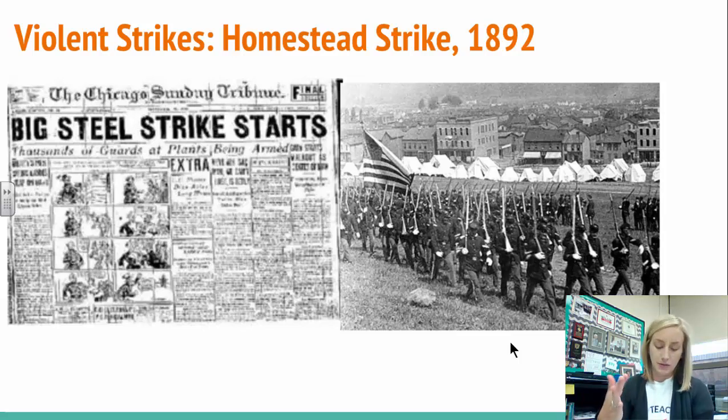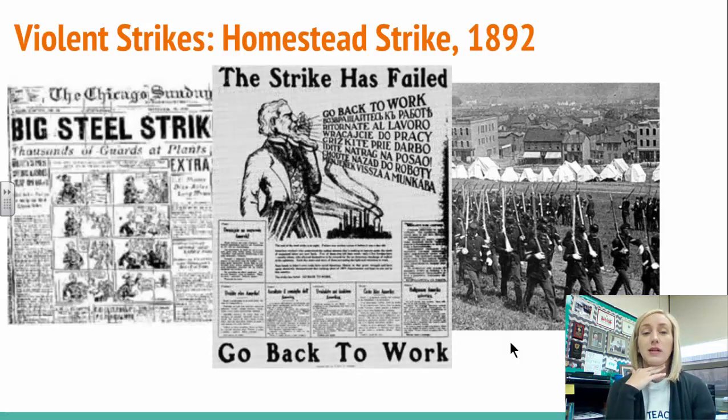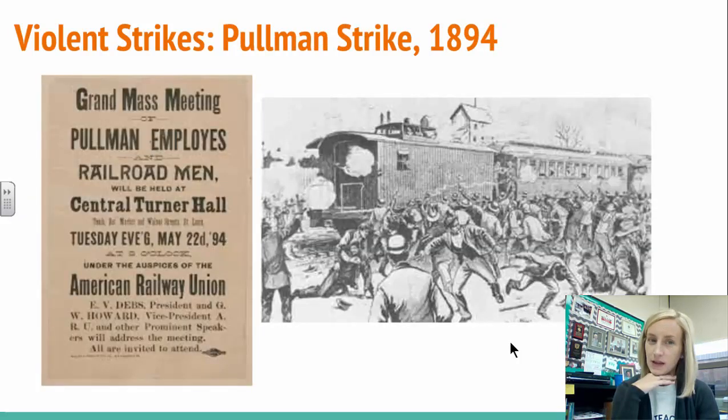So after some of the fighting goes on, the workers go back to work, all just to be fired by Frick at the end of the day. So again, the fighting stops, workers go back to work for a day, and Frick fires all of them. So this was an epic fail of the strike because, again, they ultimately went back to work for the same conditions and then lost their jobs.